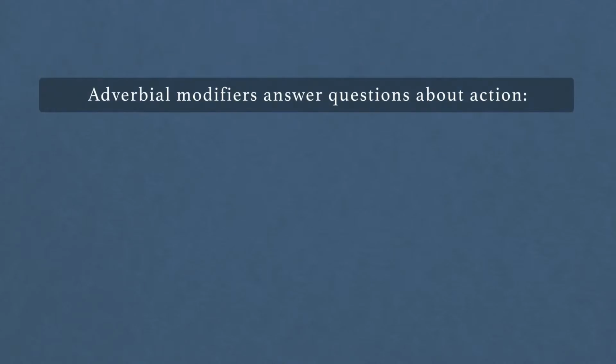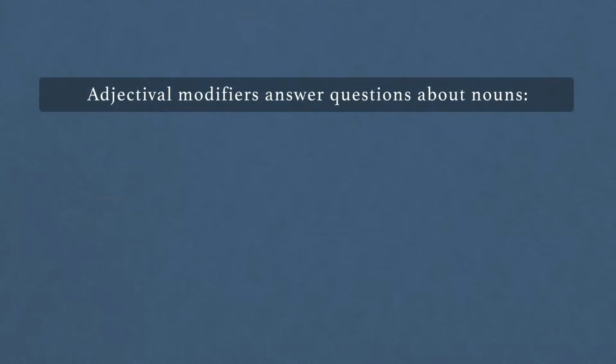Really, there's just two kinds of modifiers. There are adverbial modifiers that answer questions about the action: how, when, where, why. And then there are adjectival modifiers that answer questions about nouns: what kind, which one, how many. And modifiers might be piled on top of one another. They might be nested inside one another. Again, we're going to get to all that when we get there.